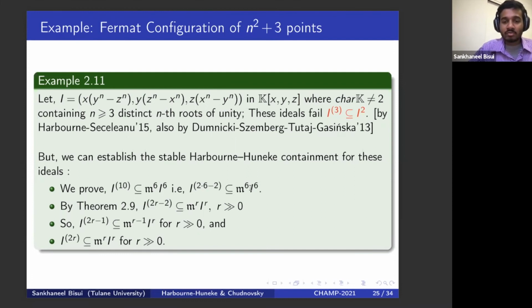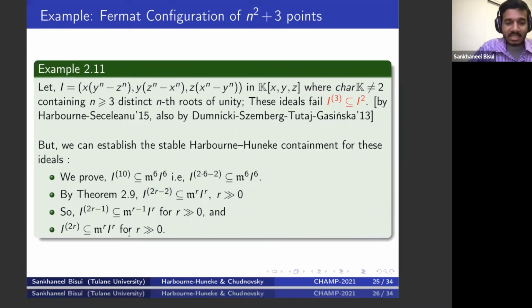Now, once we could prove that, we can use our previous theorem to say that this containment is true for all r big enough. Once this is true, then it is easy to say that these Harbourne-Huneke containments are also true.